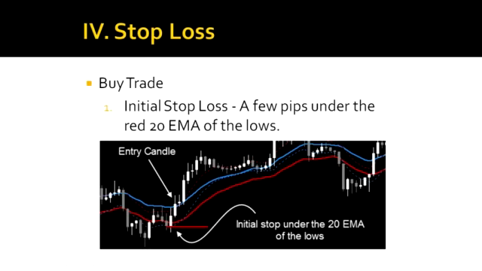So what we have here is you can see the entry candle. The entry candle is the candle that closes above the 20 EMA of the highs, which triggers the trade. And directly below that candle, we're looking to the 20 EMA of the lows. And the stop loss, I don't want to put right on the 20 EMA. I like to give it a little bit of space underneath, just below.